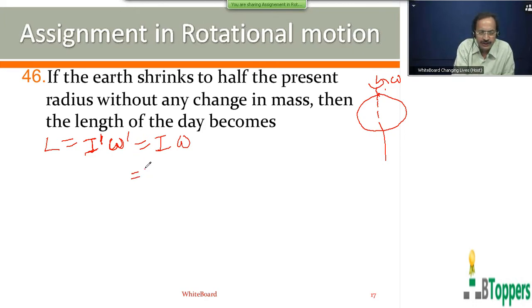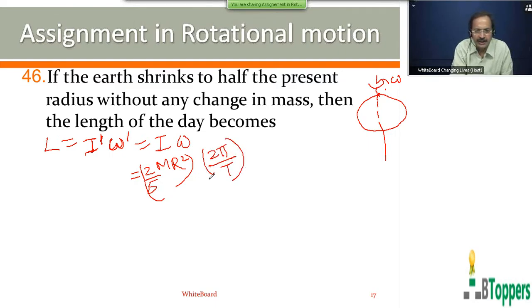Treating the earth like a uniform sphere of mass m and radius r, the present value of the moment of inertia about the axis through the poles can be written as 2 by 5 m r square. The present angular speed you can write as 2 pi by capital T, where capital T is the present time period of rotation of the earth about the axis through the poles, or the present length of the day.